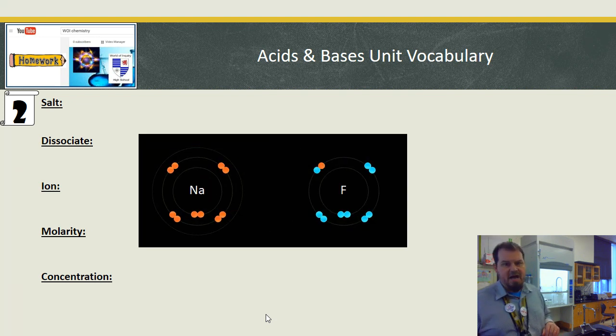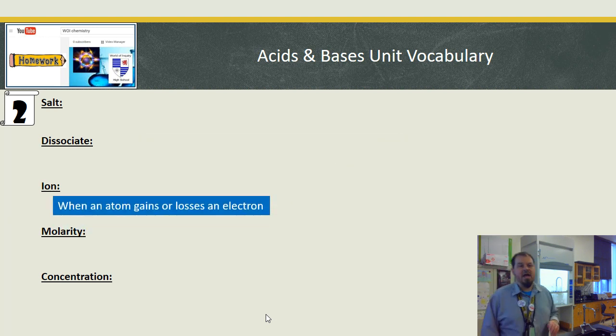Ions, we're going to re-see ions again. This is when an atom gains or loses an electron. This is all the way back from the first real unit of chemistry, atoms, after boot camp.